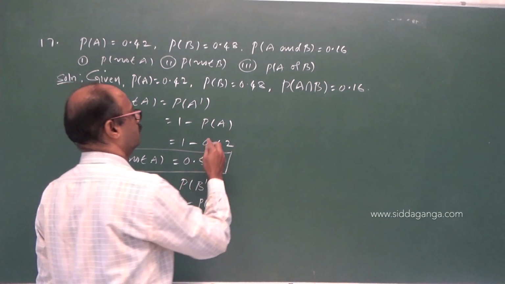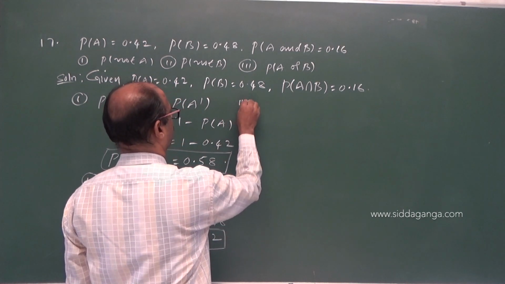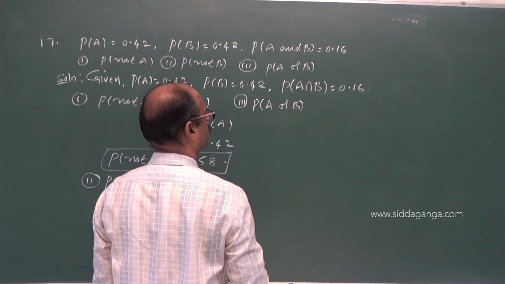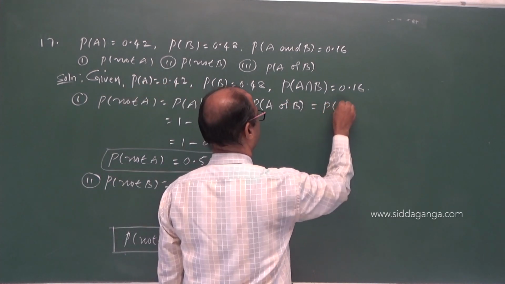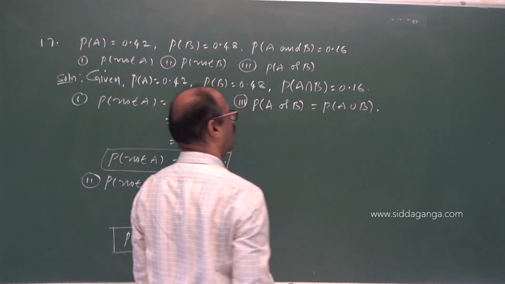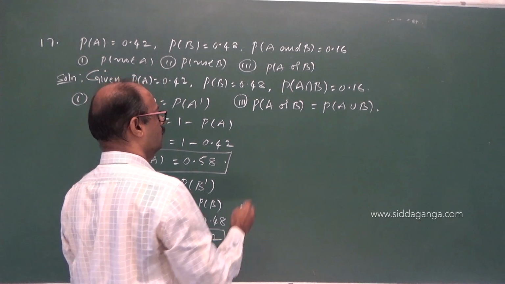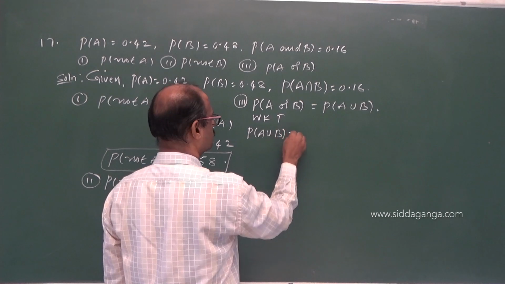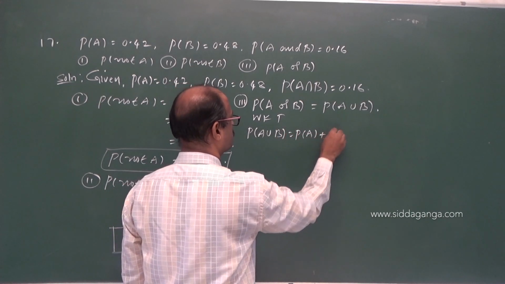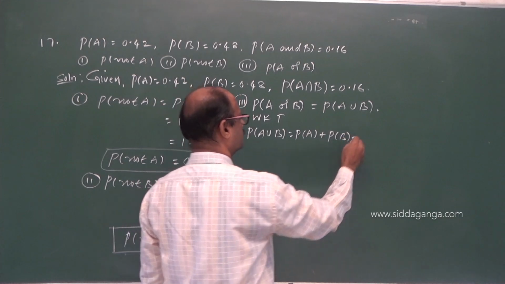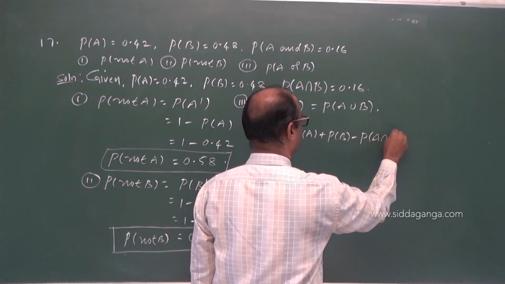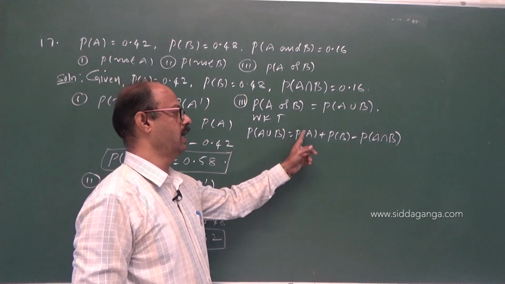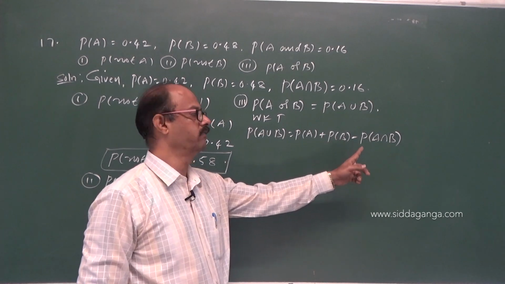The third one, P of A or B. P of A or B is P of A union B. Or stands for union. We know that P of A union B is equal to P of A plus P of B minus P of A intersection B. This is the formula. N of A union B is equal to N of A plus N of B minus N of A intersection B.